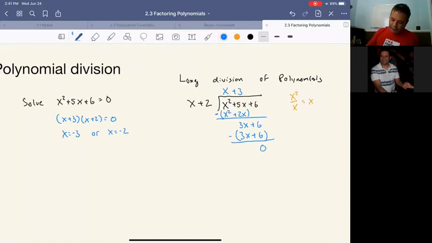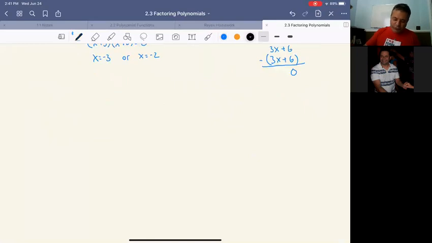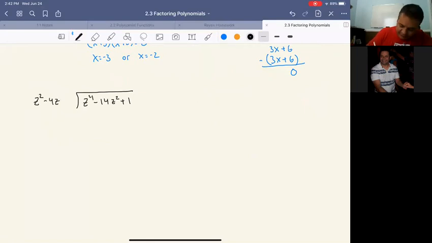Let's do another one. We're going to take z to the 4th minus 14z squared plus 1, and we're going to divide it by z squared minus 4z plus 1.